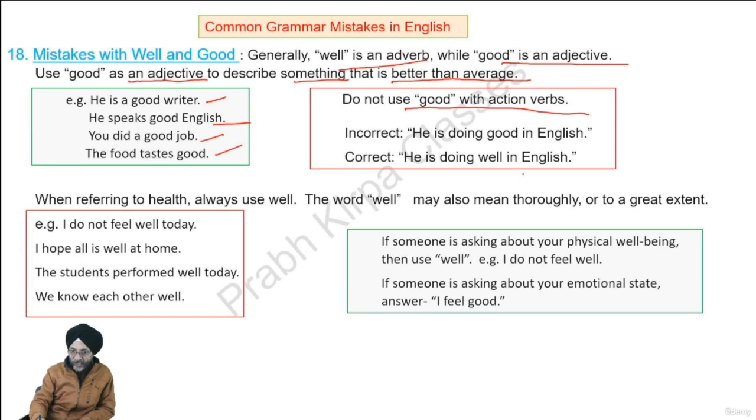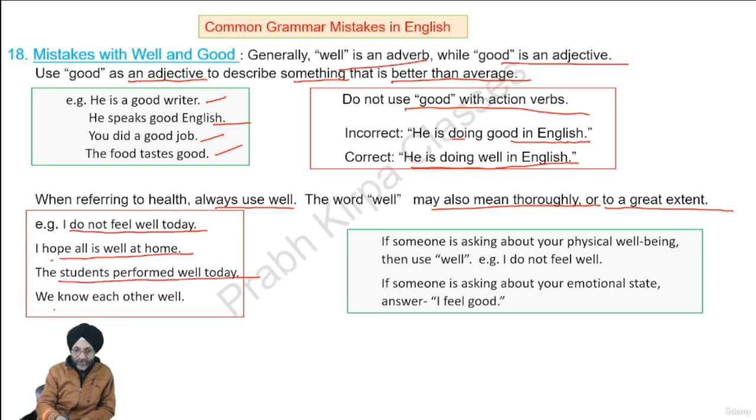Do not use good with action verbs. He is doing good in English. This is incorrect. Do is an action. So the correct sentence will be: he is doing well in English. When we are talking about health, always use the word well. The word well may also mean thoroughly or to a great extent. Examples are: I do not feel well today. I hope all is well at home. The students performed well today. We know each other well.